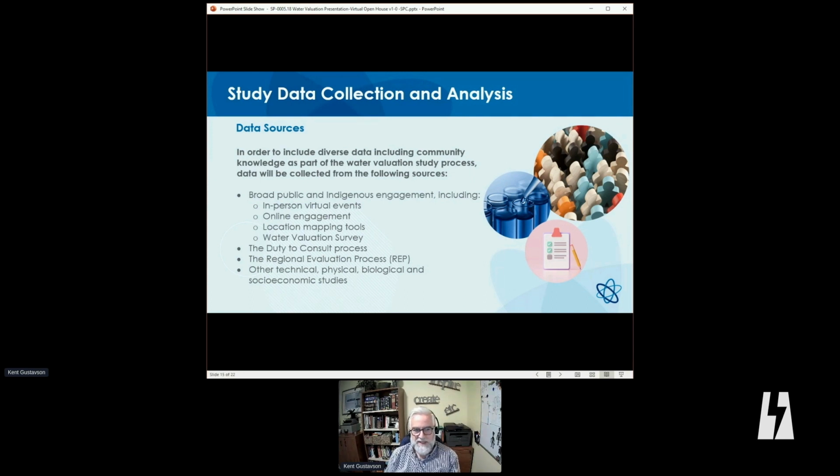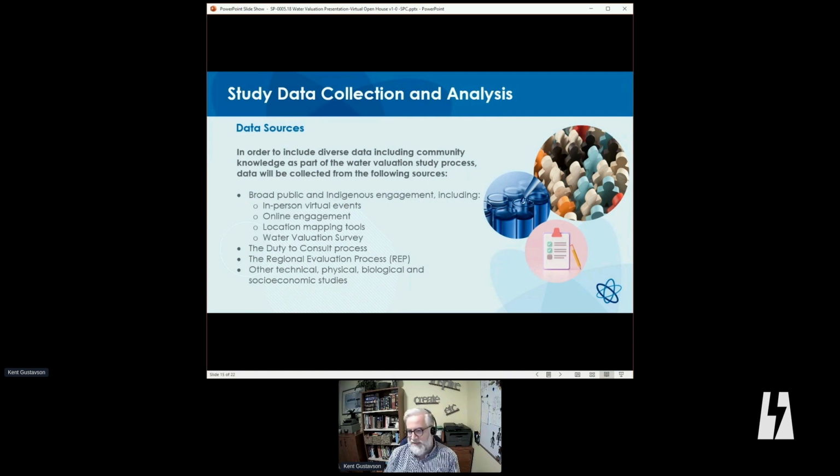We're also undertaking a water valuation survey. We're planning on launching that later next week. You'll also see that through the engagement portal. I encourage you all to revisit that site later next week. We'll be having a water valuation survey that people can fill out, and that'll be running until the end of January.